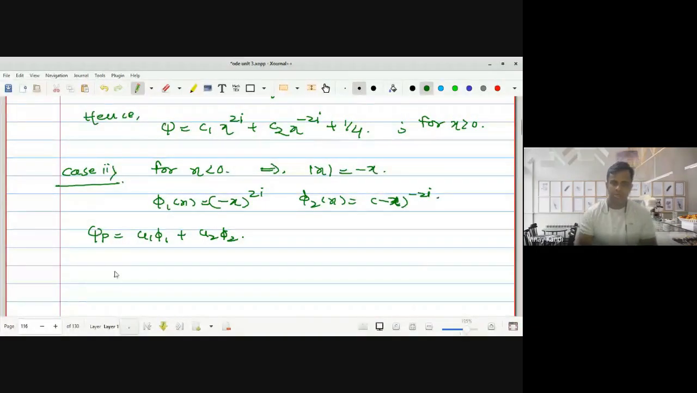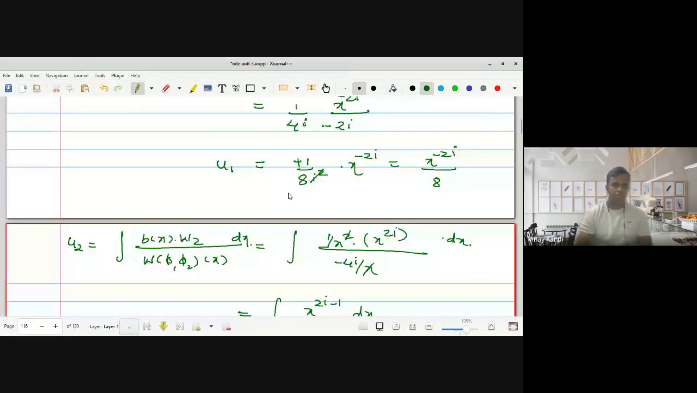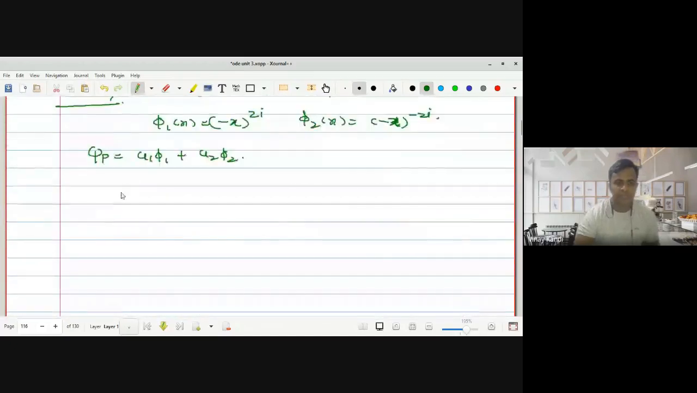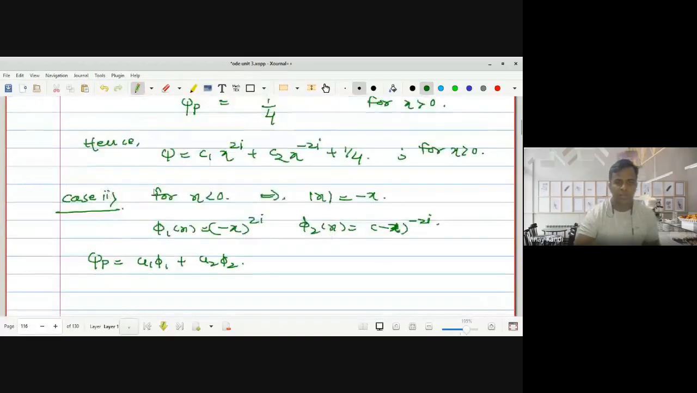Okay, now find out the value of u1 and u2. Here only the Wronskian will change. The one in the denominator, its value will change, phi 2 and this will change. Why? Because phi 1 and phi 2 are with negative sign here. Okay, find the value of u1, find the value of u2, and using u1 and u2 find psi p and put into the last equation psi is equal to c1 phi 1 plus c2 phi 2 plus psi p. Okay, see what the answer comes at the end.